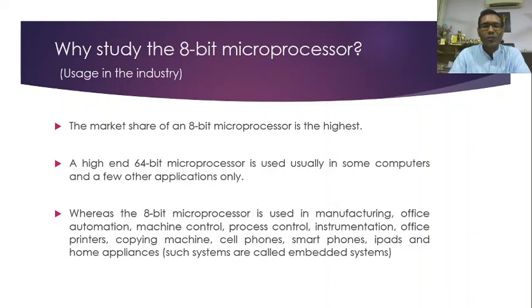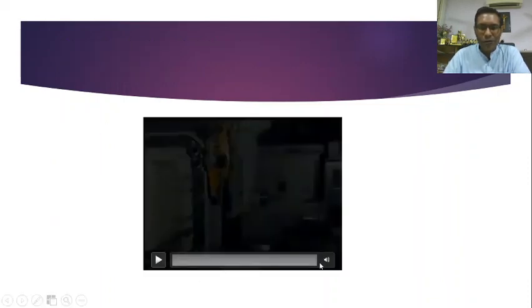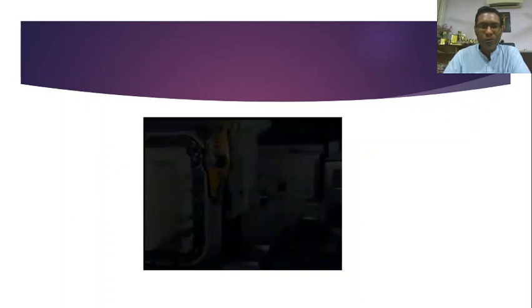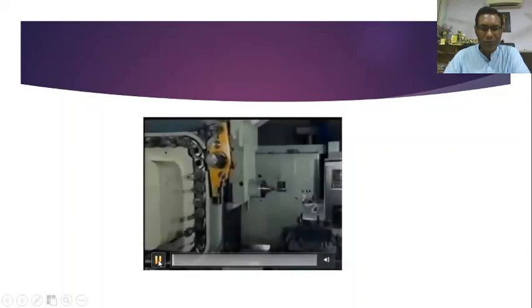Such applications or such systems are called embedded systems. We call them embedded systems because the microprocessor is embedded inside the system. It is part of the system, so that's why we call it embedded system. Here we shall have a look at a video where we will see some machines, some applications which are controlled by a microprocessor. You will not be able to see the microprocessor here, but all the processes which these machines are doing are done because of a microprocessor which is in it.